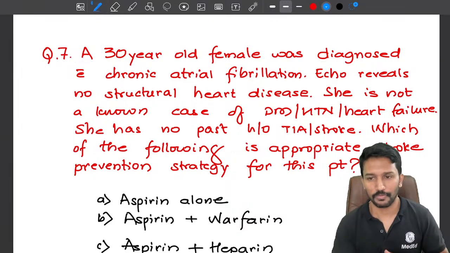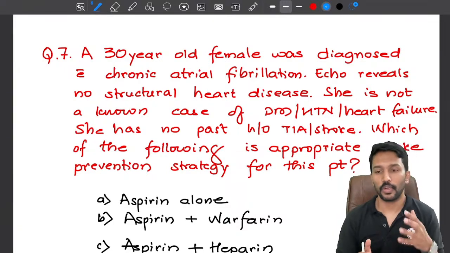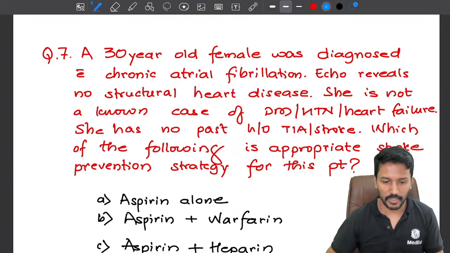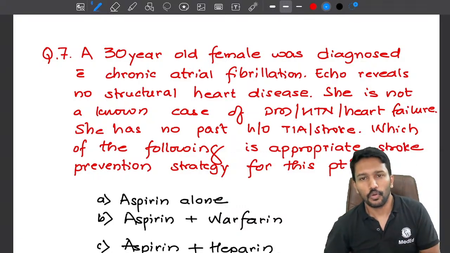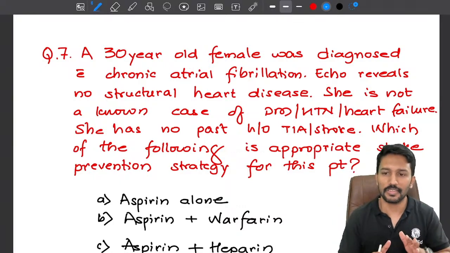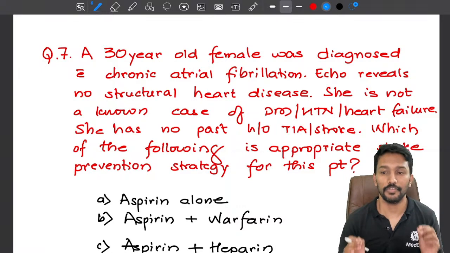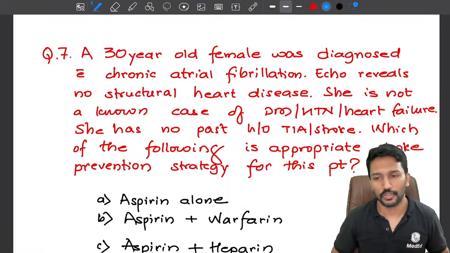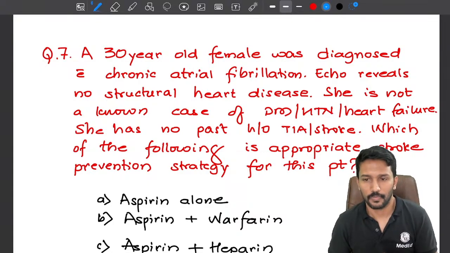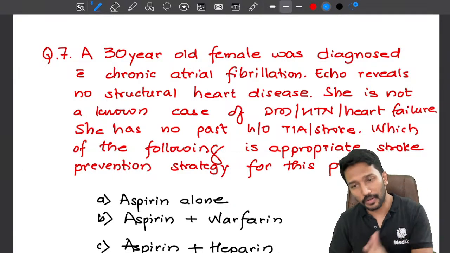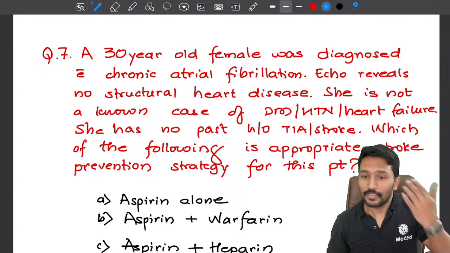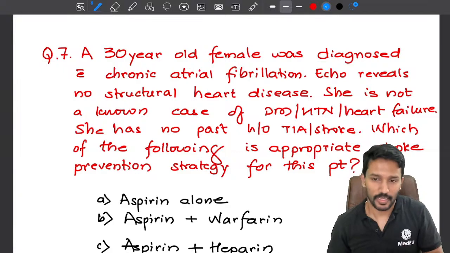Now the last question for today's session. Again, there is one more scoring system which has been repeatedly asked in exam questions, so we will spend some time on this. We have a 30-year-old female who was diagnosed with chronic atrial fibrillation. This is slightly different from the atrial fibrillation we generally dealt with in the cardiology class, where our focus was on acute cases. Chronic means it has been running for a long period of time. In such cases, the chances of converting it to sinus rhythm are less.